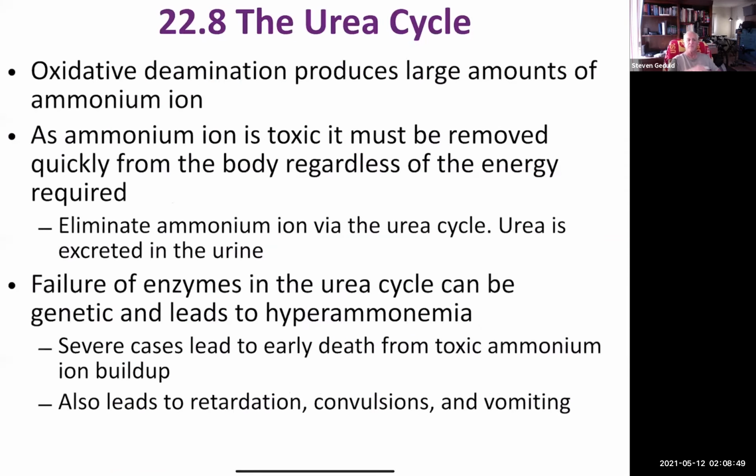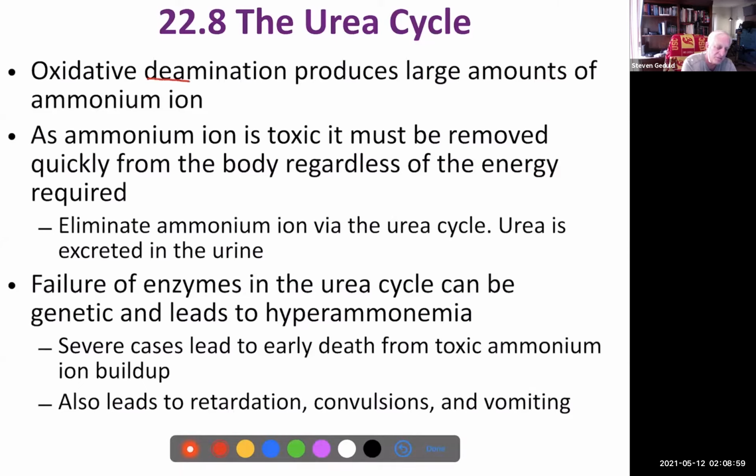The urea cycle. Oxidative deamination, because we produce NH4 plus, right, which is toxic. So we've got to get rid of that. We've got to run through the urea cycle now to get rid of NH4 in the form of urea. So oxidative deamination, we took the ammonia group off of our amino acids and produced large amounts of ammonium ion. Ammonium ion is toxic, okay? It must be removed quickly from the body. It cannot build up. No matter how much energy your body needs, if it allows ammonia to build up, your body's going to cease to function. It's extremely toxic in your body. So ammonium ion is eliminated through the urea cycle. Urea is then excreted in your urine.